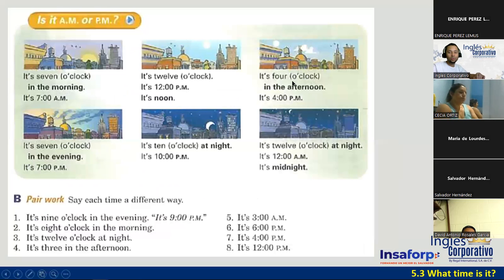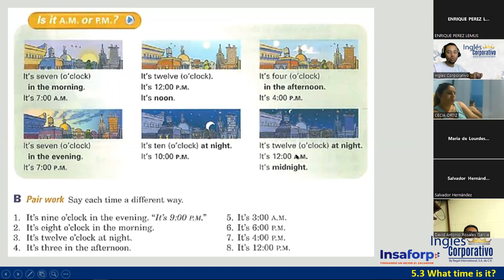Okay, veamos. It's 4 o'clock in the afternoon. That means it's 4 p.m. It's 7 o'clock in the evening. It's 7 p.m. What is the evening? Ya la noche, ¿verdad? Okay, sobre todo las tempranas horas de la noche. Veamos. It's 10 o'clock at night. Ya tardecito, ya bien oscuro, ¿verdad? It's 10 o'clock at night. So you say it's 10 p.m.